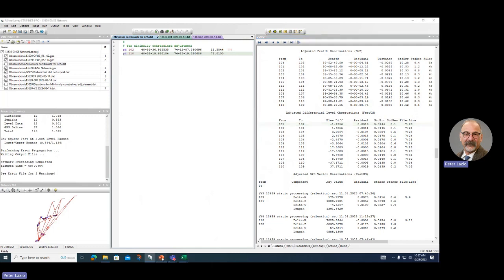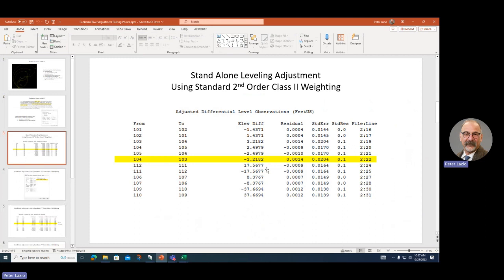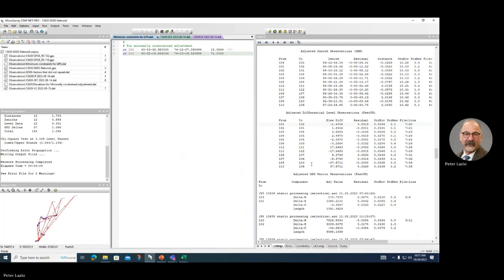And if you look at the PowerPoint, the level weight. So here, it's 14 thousandths. This is when we did the standalone leveling, our worst residual was 10 thousandths. But if we look at the adjustment itself, and that was 104 to 103, there it's getting 10 times more. So this is not what we would expect when we do our leveling.